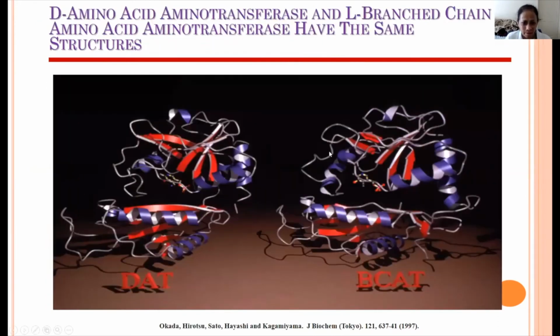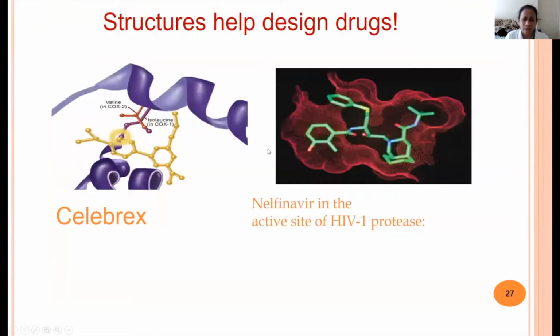Pyridoxal phosphate, right? And again, D-amino acid aminotransferases and L-branched-chain amino acid aminotransferases also have the same structures, right? So without the structure, we wouldn't even know that D-amino acid aminotransferase and L-branched-chain amino acid aminotransferase are actually the same, which means they do the same thing. So again, it helps you understand this, right?